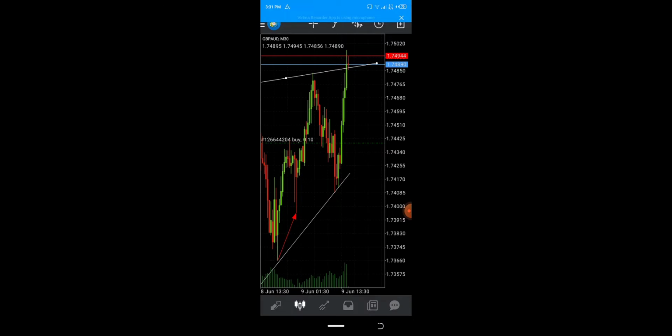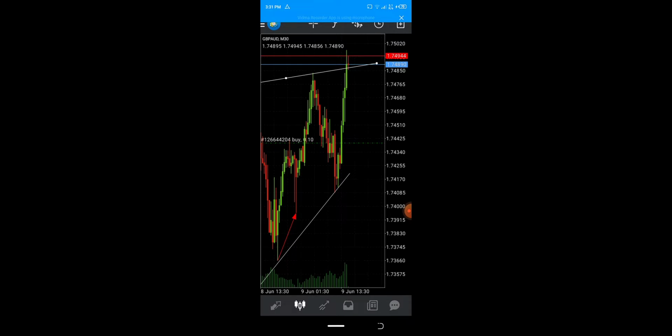So as you can see, the market is bullish, but on the downside I drew a trend line, the white trend line. So I waited for the market to touch the trend line, and as you can see, there was a double wick. If you see a double wick in the market, there's an indication that the market is going to go bullish.